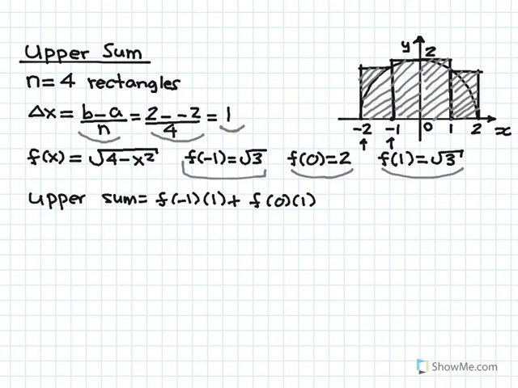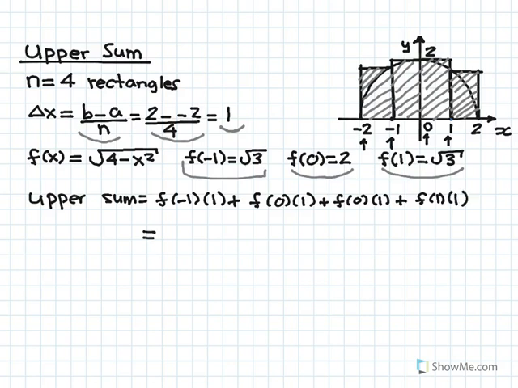Now, in the interval between 0 and 1, we have to choose the left-hand point to get an overestimate because the function is decreasing. That's going to be f of 0 times 1. And in the interval between 1 and 2, the function is decreasing, so we have to choose the left-hand point. That's f of 1 times 1.